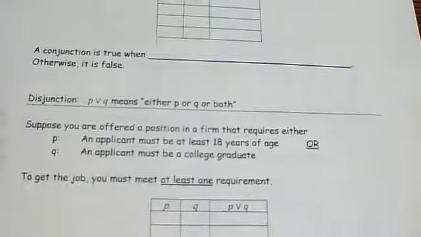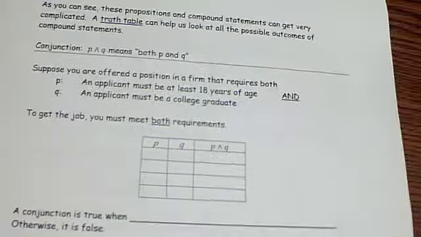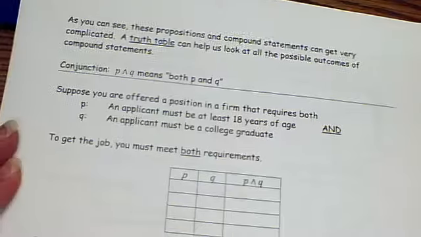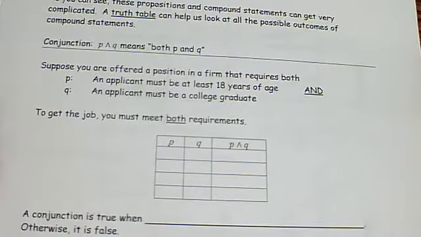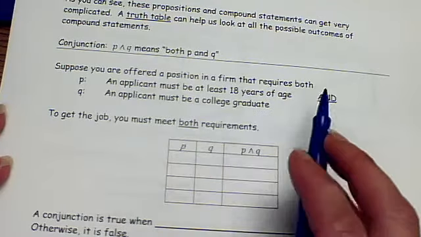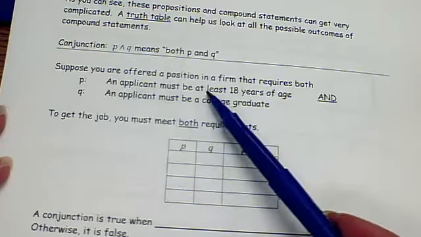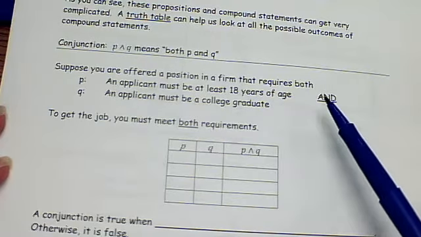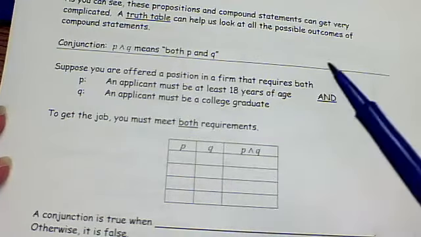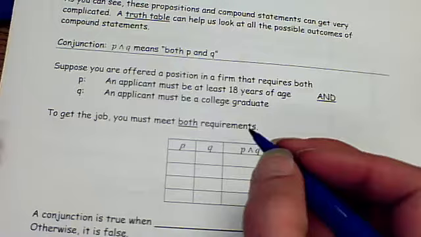Now, a couple more things. Sometimes it can get a little complicated to figure out what the outcome's going to be. So we use what is called truth tables to kind of follow what's going on. So let's look at the and truth table, the conjunction and, P and Q. Suppose you're offered a position in a firm that requires an applicant must be at least 18 years of age and must be a college graduate. So to get the job, you must meet both requirements. So let's look at a truth table.